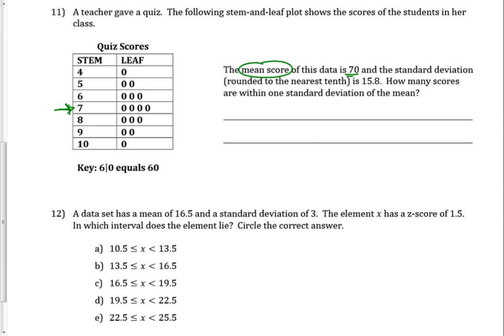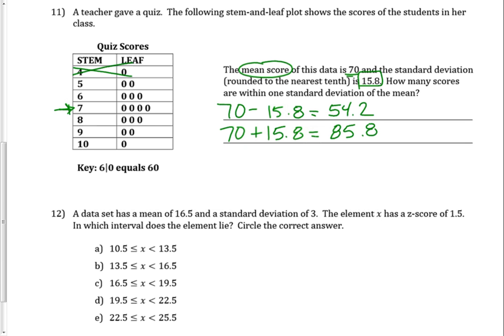The standard deviation, this is something we'll learn about. Standard deviation in this case is 15.8. How many scores are within one standard deviation of the mean? That means we need to go 15.8 both above and below the mean. So 70 minus 15.8 gives us 54.2, and 70 plus 15.8 gives us 85.8. So how many scores are above 54 and below 85?